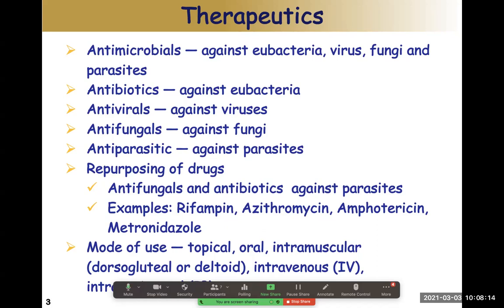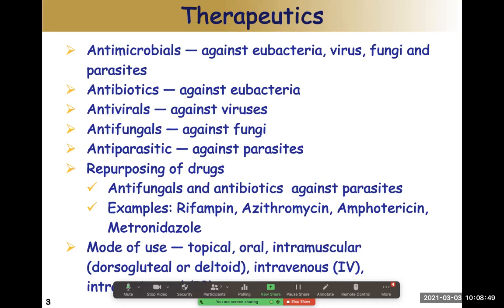With the problem of antibiotic resistance, which we'll discuss in a little bit, there were a lot of efforts to repurpose some of the drugs. The question is, can we use some of the antivirals against other pathogens or fungi or parasites? And we found that a couple of antifungals and antibiotics can be used against parasites. Examples are rifampin and azithromycin, both antibiotics, and amphotericin and metronidazole, which are mostly used as antifungals.